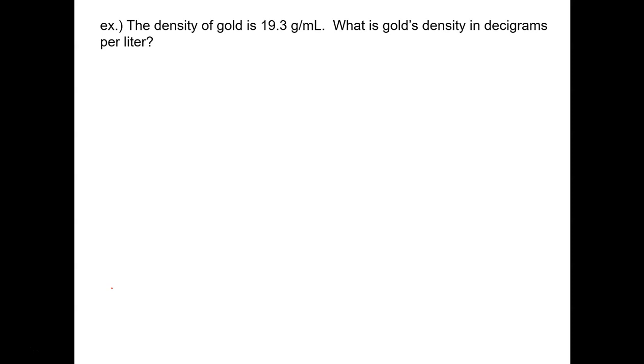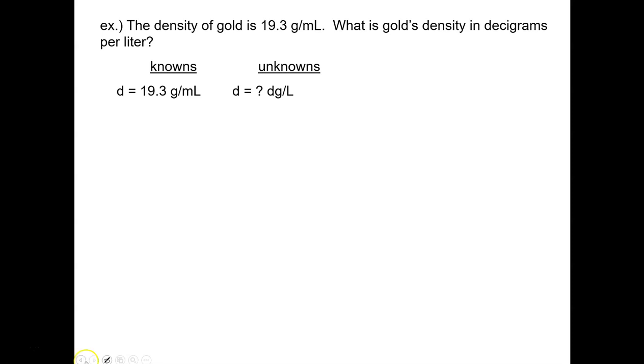So at first, this looks like it's going to be a density problem. But if you write down your knowns and your unknowns, you'll quickly see that it's not a typical density problem. So what's the known? Well, the density of gold is 19.3 grams per milliliter. What is unknown? We're still looking for density. We're just looking for it in different units. So we don't have a formula to change density into density. That doesn't make any sense. We're just converting the units of density into new units of density, from grams per milliliter to decigrams per liter.